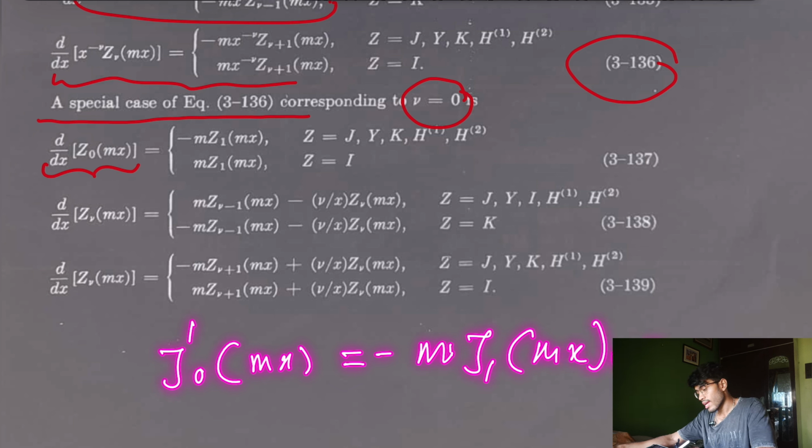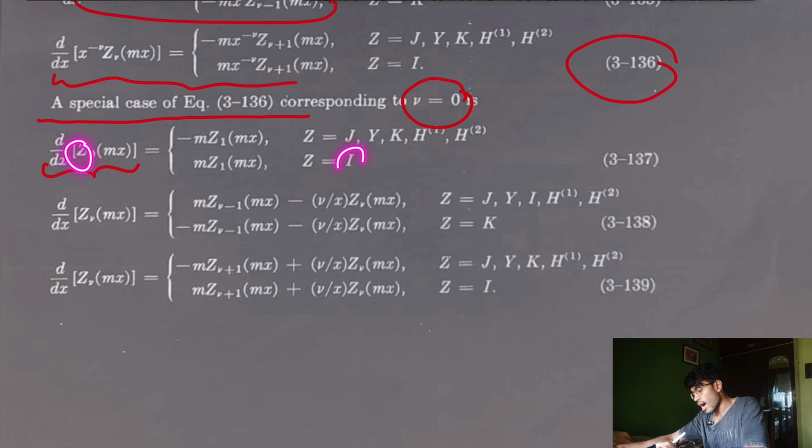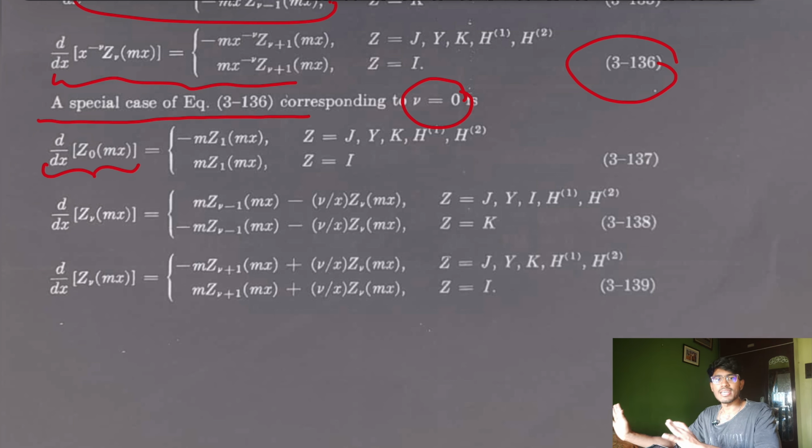Clear? If this Z equals J, Y, K, H1, H2, if this Z is equal to I, then this has to be true. Now this I, K, H are nothing but different kinds of Bessel function. You don't have to worry about all these things. You will not be given anything other than J and I.